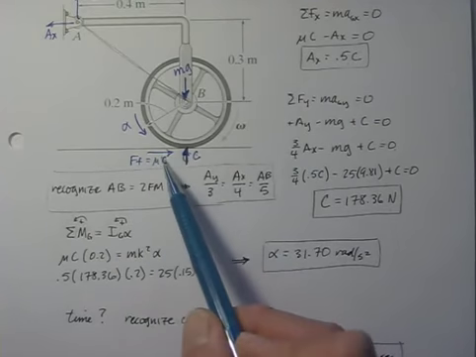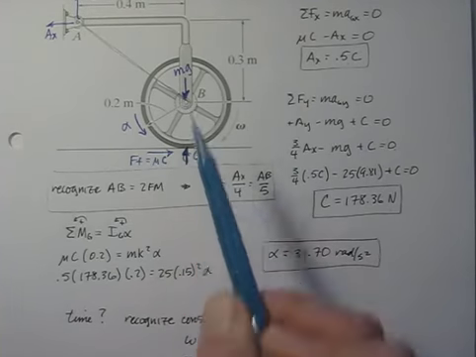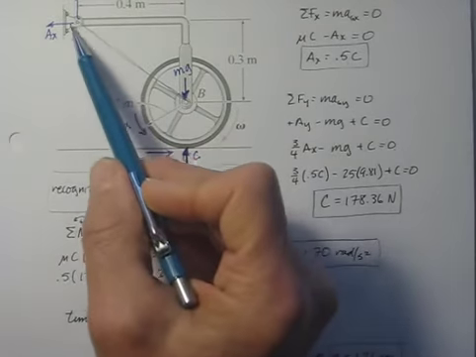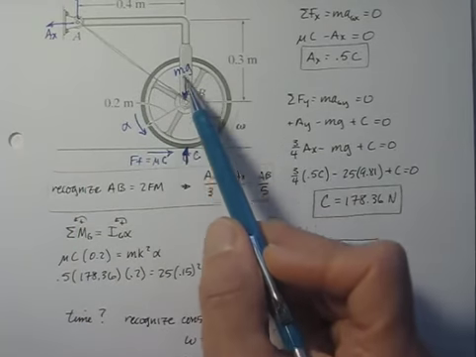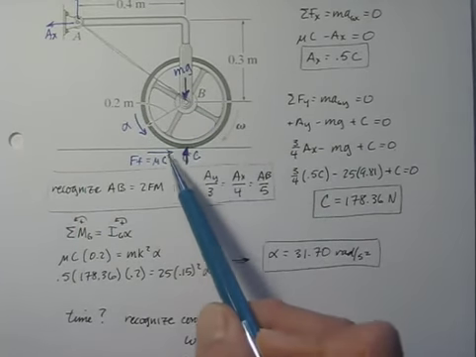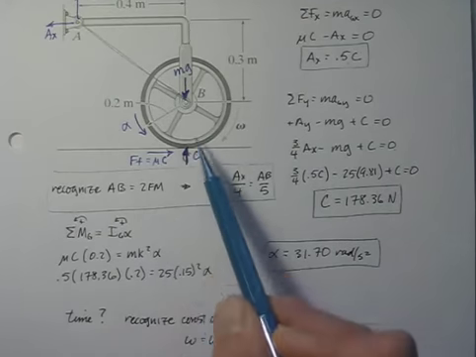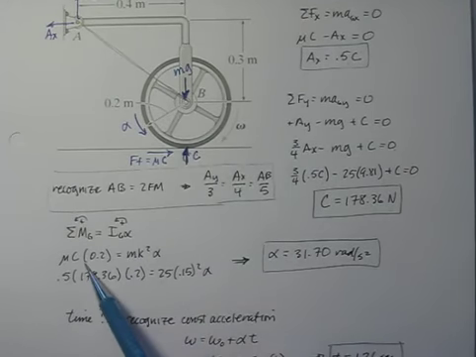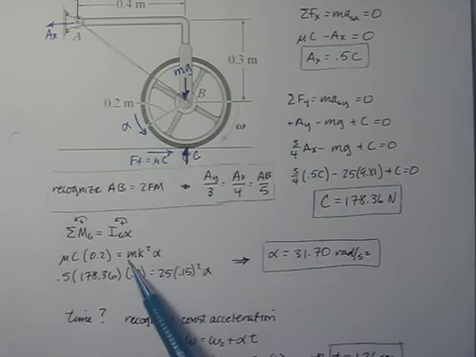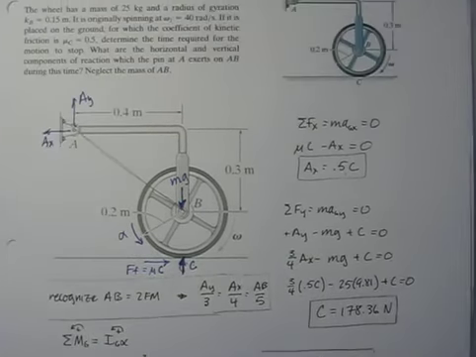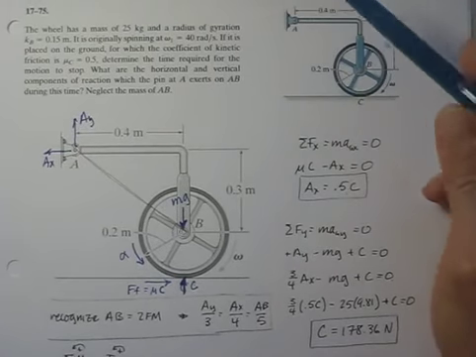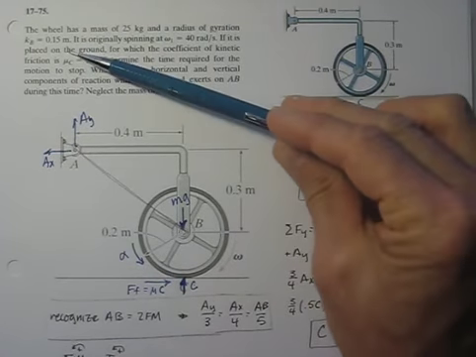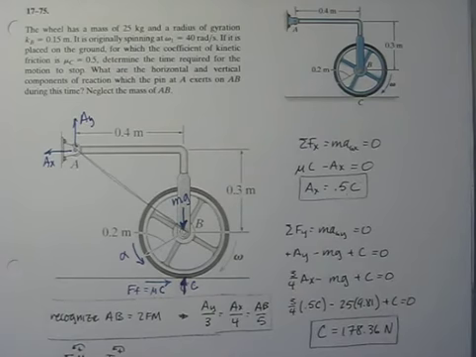In this case, all the forces except for mu C go through B. Because that's a two-force member, it goes through B, mg goes through B, C goes through B, so the only thing I've got is mu C times my radius. That's going to be the moment about G. So I've got mu C times the radius, 0.2, is equal to my IG. My IG is given in the problem. Let's see, where is it? It says that it has a radius of gyration of 0.15 and a mass of 25.